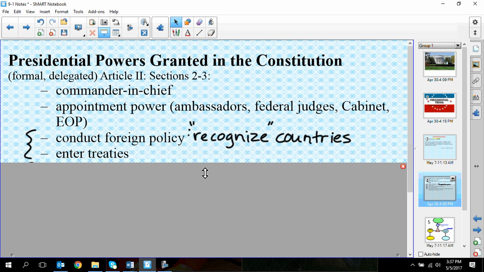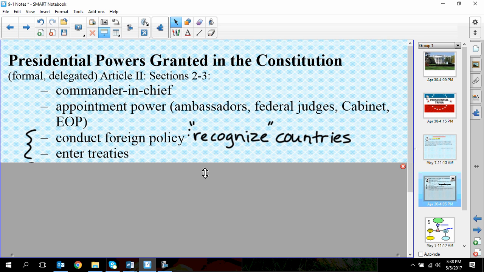Okay. His 2 powers that are related to foreign power: he has the power to conduct foreign policies. And so, for example, President Trump is in the process of meeting with lots of heads of state. Today, I believe, he is meeting with the president of Australia. To recognize countries is a huge power of the president, because when a country comes to be, meaning when it is born, the president needs to recognize that it exists.